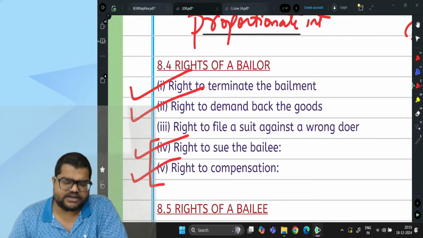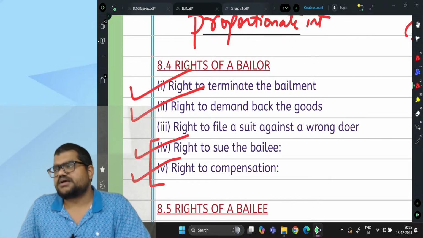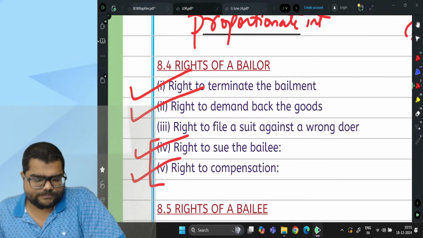This is again the same point. In case of unauthorized use of goods, I can sue him.